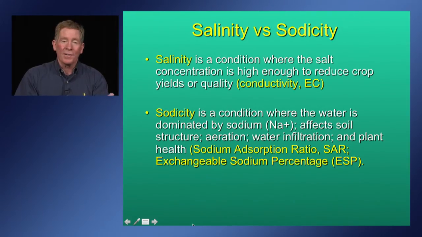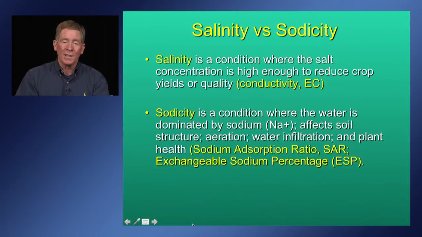Now, I want to talk about the difference between salinity and sodicity. They're different. Salinity is a condition where the salt concentration is high enough to reduce crop yields and crop quality. If you look at the water quality report, there is usually a parameter called electrical conductivity, specific conductance, or some term like that, and the units there are in decisiemens per meter.